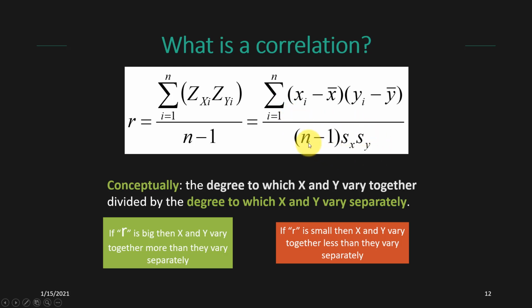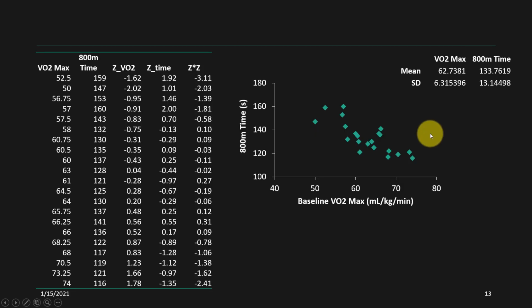And then what we're dividing by is the degree to which x and y vary separately, because the standard deviation of x by itself is down here, and the standard deviation of y by itself is down here. So if r is big, whether it's positive or negative, then x and y vary together more than they vary separately. If r is small, then x and y vary together less than they vary separately. And at some point, right, they won't vary together at all, and that would give us a correlation coefficient of 0. So we can actually do this calculation in our VO2 max data.